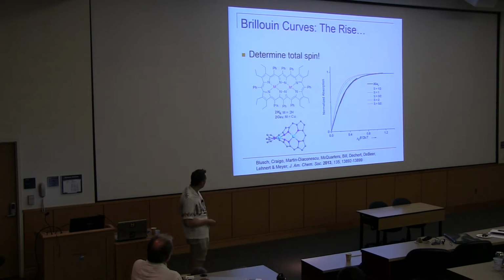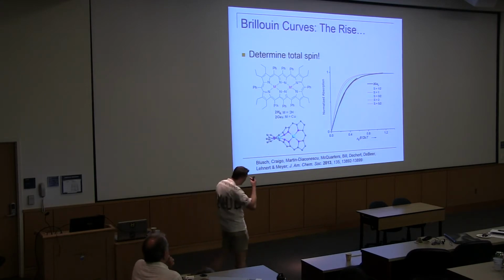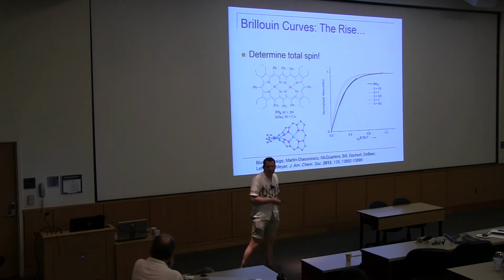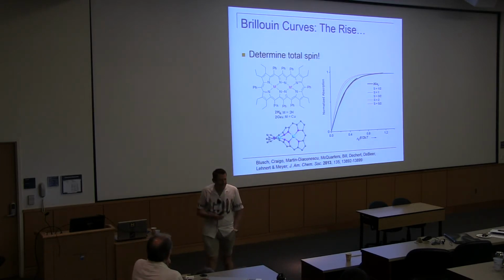So then we can do this plot. Here are our Brillouin curves, now all normalized to 1 for the intensity. And then we measure our saturation curve for this compound. This is the thing here in black. And you can see it lines up exactly with the S equals 1 curve. So the total spin of that system is 1. The centers are ferromagnetically coupled, and we can show it like this. But that doesn't always work, right?